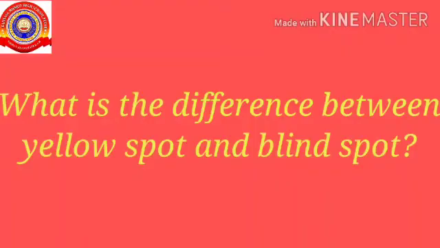Students, how can you write the answer to this question? Yellow spot contains photoreceptors, and here maximum visual clarity is present. In the blind spot, photoreceptors are absent. Here no vision is possible. It's a very important question. You have to write it in your notebook.